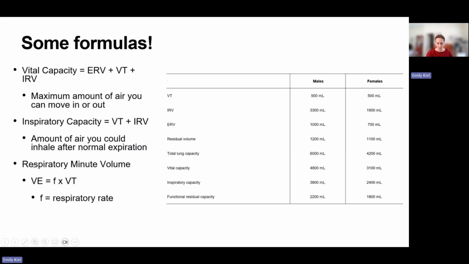And then we're going to look at respiratory minute volume. It's also abbreviated VE, and that is our respiratory rate, here designated as F, times the tidal volume. And that's telling us how much air we are moving in a minute. So for example, if our tidal volume is 500 milliliters, and our respiratory rate is about 12 breaths per minute, then our respiratory minute volume is going to be about 6 liters of air per minute, because we've multiplied the 12 times the 500 to get about 6 liters.